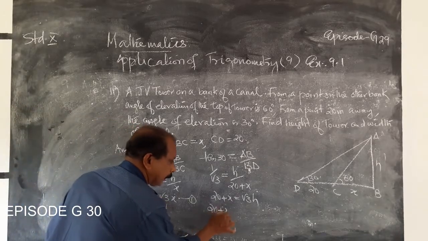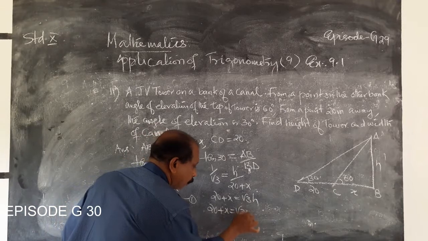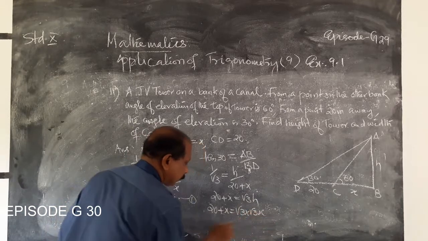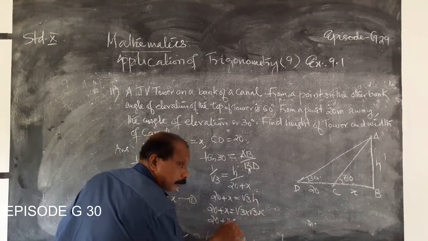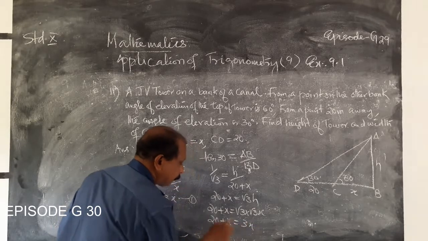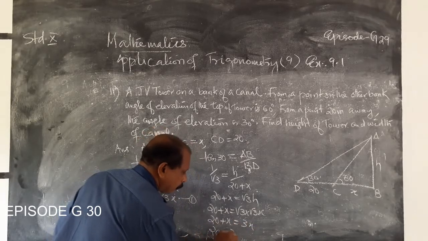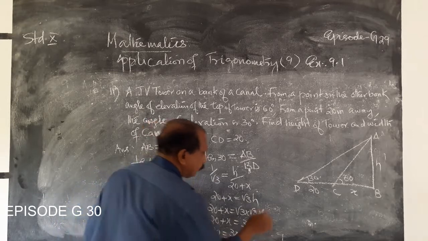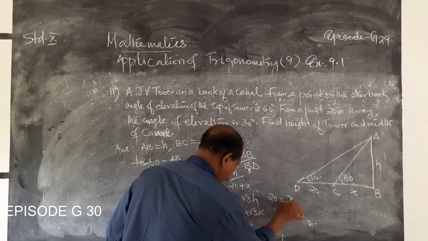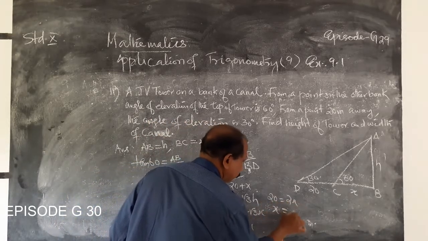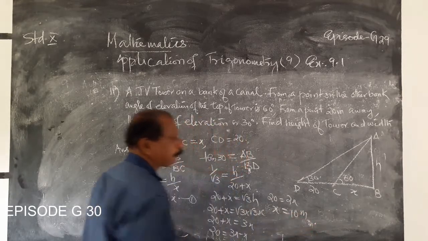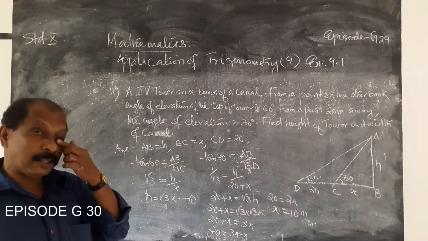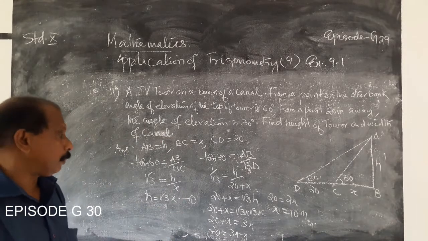Therefore, 20 plus x is equal to root 3 into root 3 x. That is 20 plus x is equal to 3x. Shifting, 20 is equal to 3x minus x. That is 20 is equal to 2x. Therefore, x is equal to 10 meter. That is, the width of the canal is 10 meter.